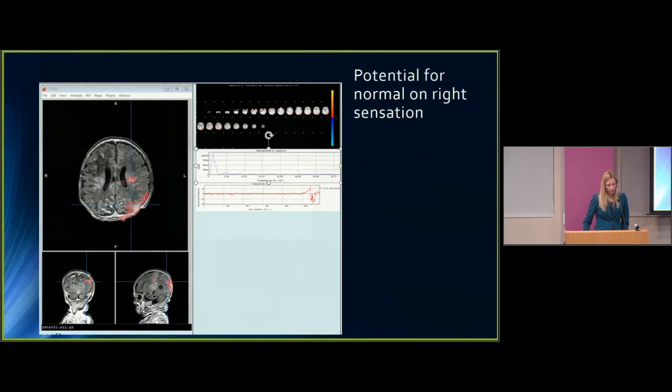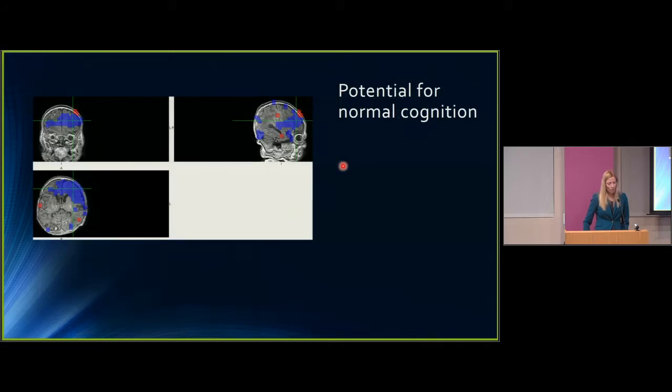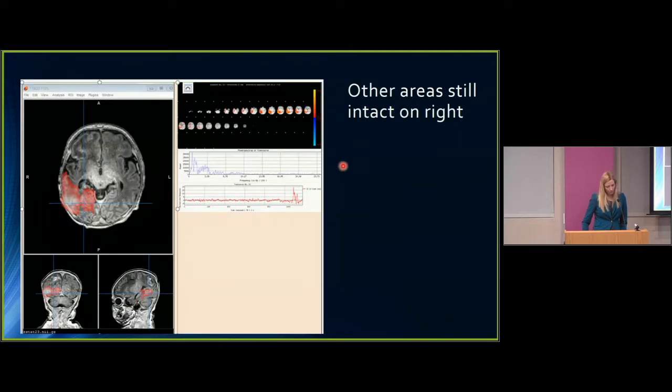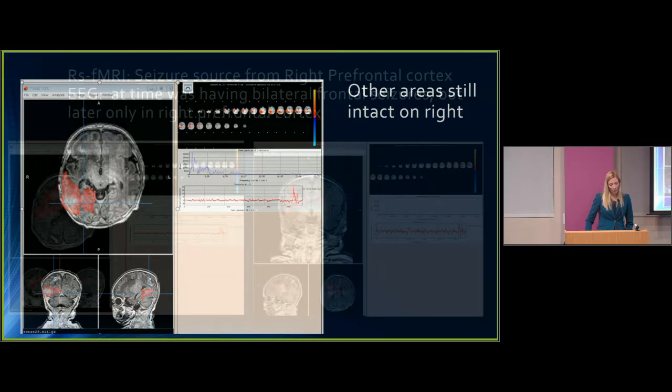Secondary sensory networks still intact. Cognition networks on the left side of the brain still intact. Bilateral vision, primary and secondary visual networks still intact. And even some of the secondary temporal association networks still intact on the largely damaged side of the brain.